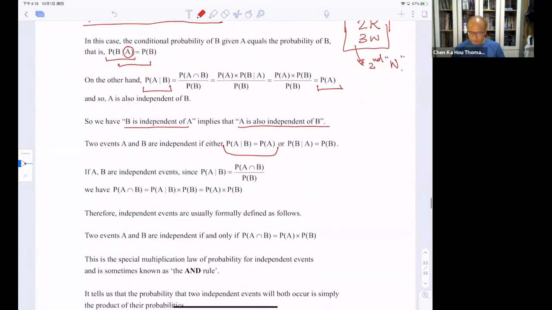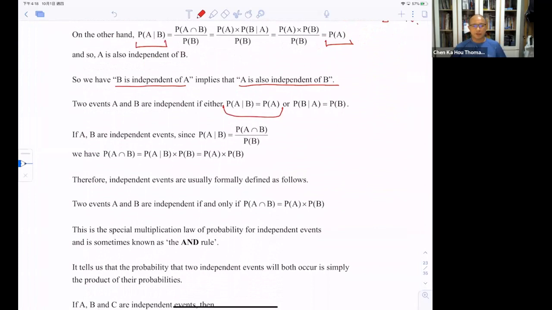Another method is to use the conditional probability definition. P(A given B) is P(A and B) over P(B). This is the definition of conditional probability, right? So if we rearrange and multiply this term to it, it becomes this one. But if they are independent, this becomes P(A). So if two events are independent, P(A and B) equals P(A) times P(B), right?